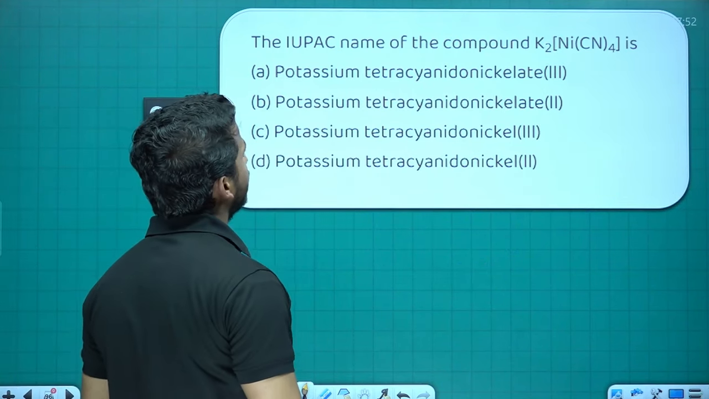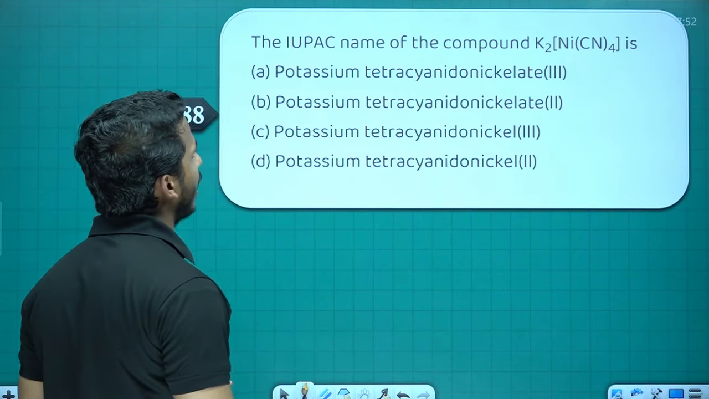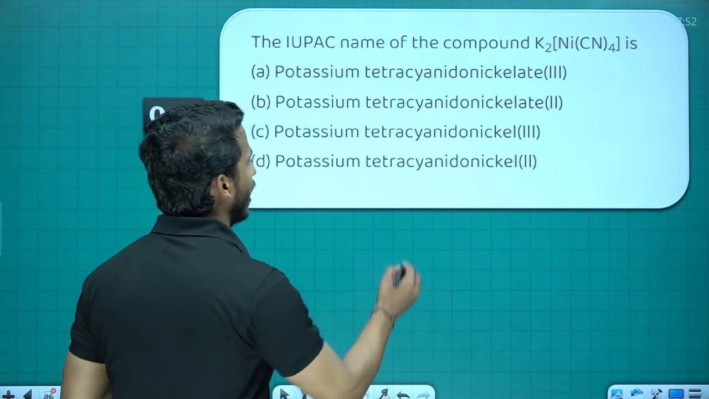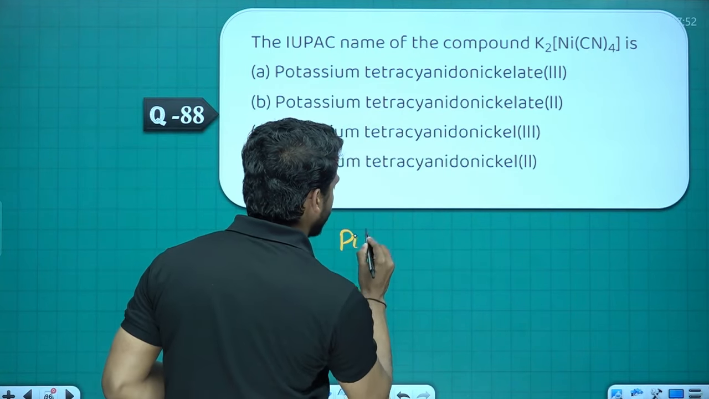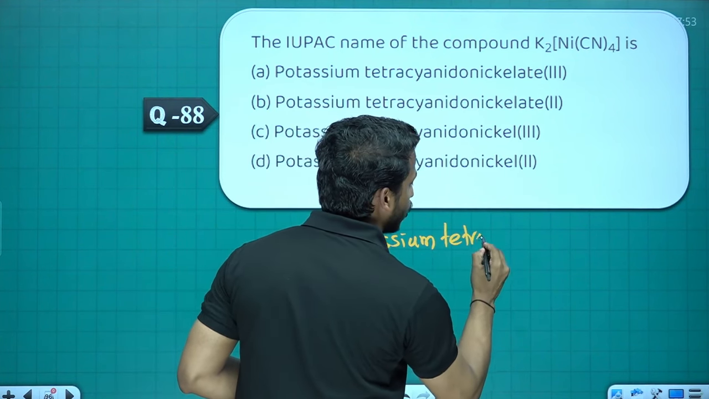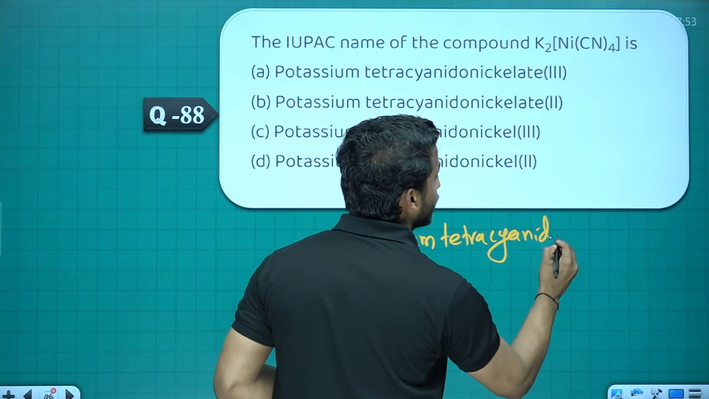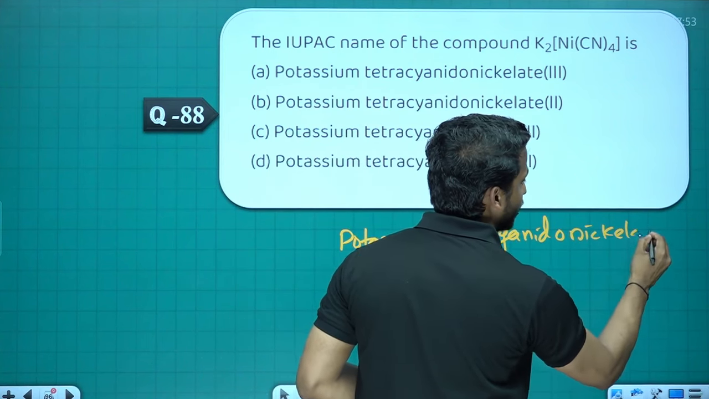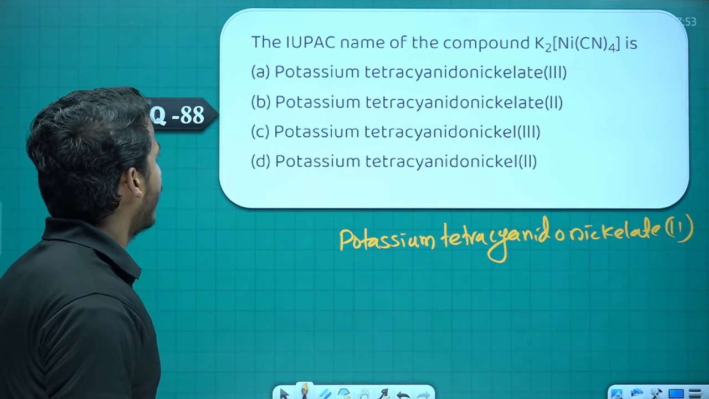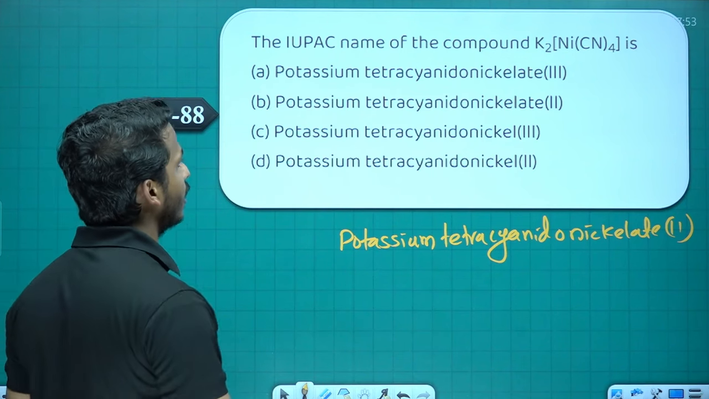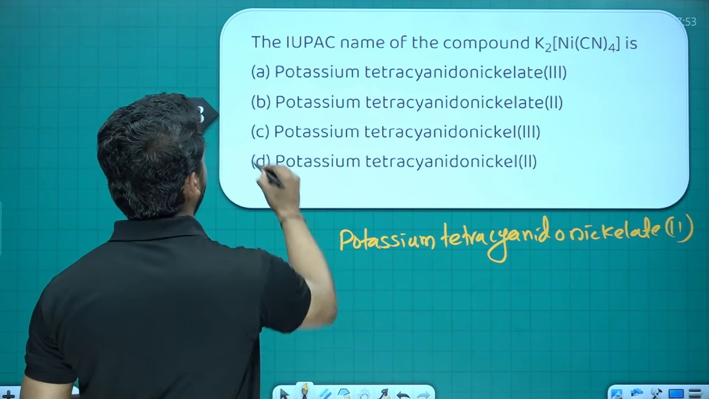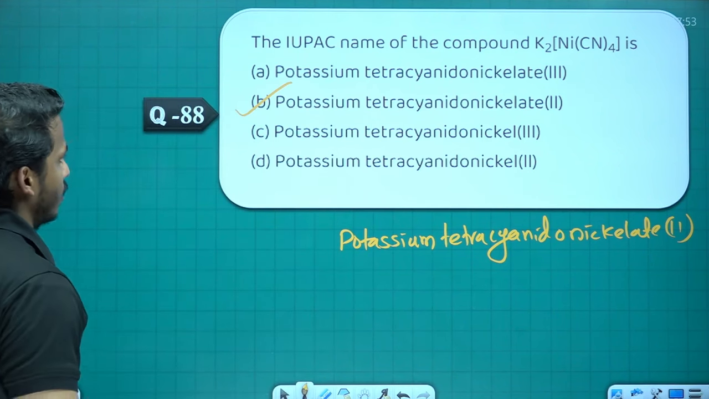Now, what is the IUPAC name of the complex? K2Ni. See, there's a small difference, okay? This is KAg, here K2Ni. So here potassium is again outside. So potassium, total 4 cyanido, right? So tetracyanido, nickelate, because nickel is in the anionic part. Calculate the charge, I think you will get 2. Potassium tetracyanidonickelate 2. Option B is the correct one, right?